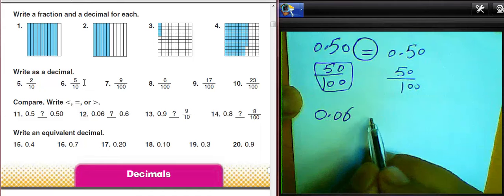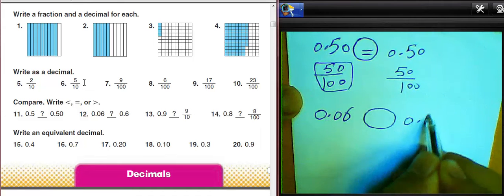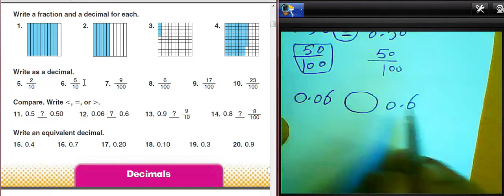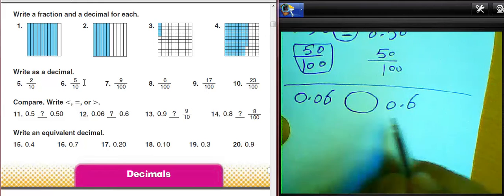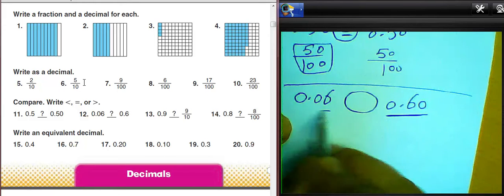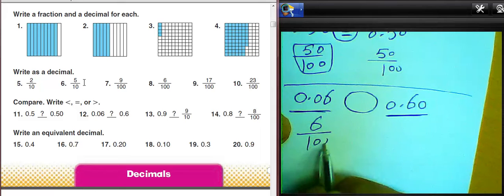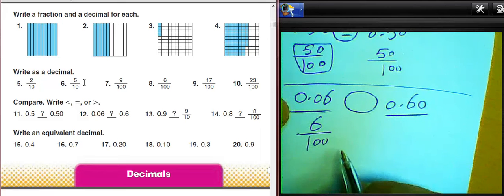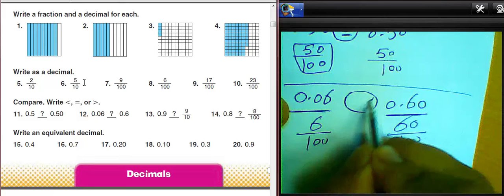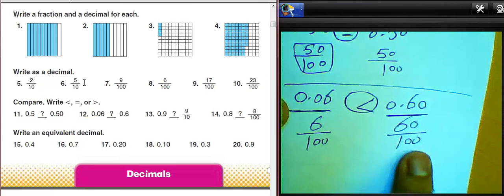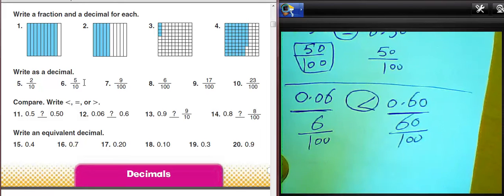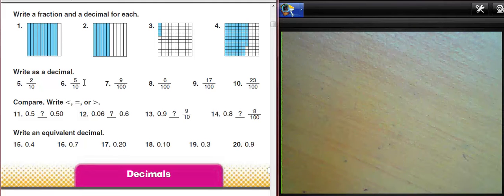And what about 0.06 and 0.6? We know if we equalize the parts, 6 hundredths and 6 tenths, it will be 60 hundredths, but it was 6 over 100, and it was 60 over 100. It will be more than. Okay. It was question 12.